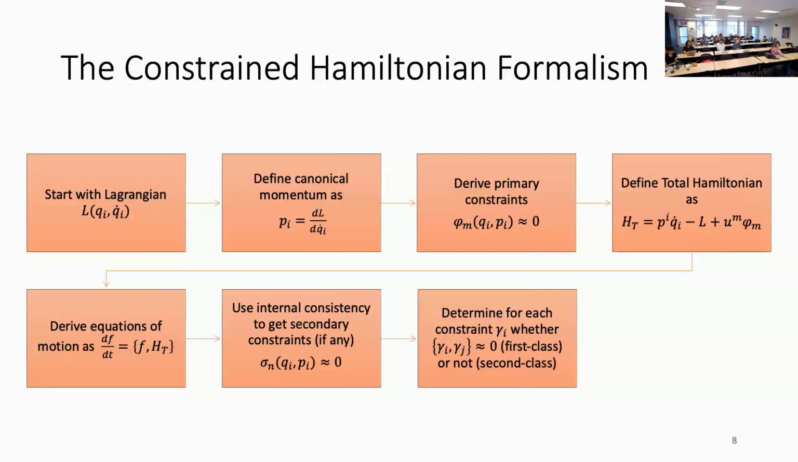Now, the second class constraints, in fact, allow one to fix some of the arbitrariness in the total Hamiltonian. But as long as one has some first class constraints around, we're still going to have some arbitrariness in our total Hamiltonian.